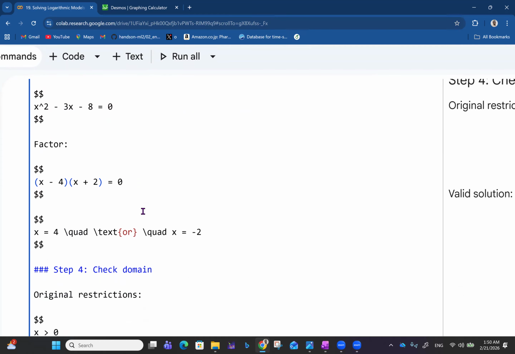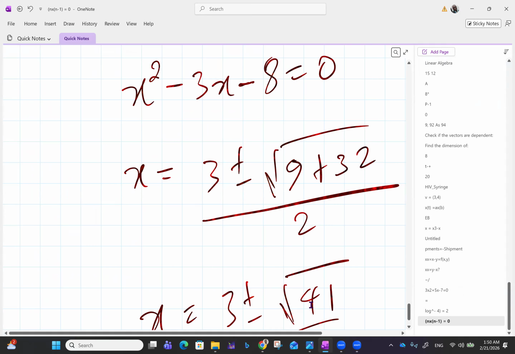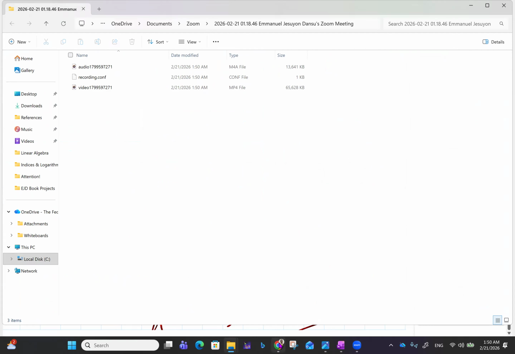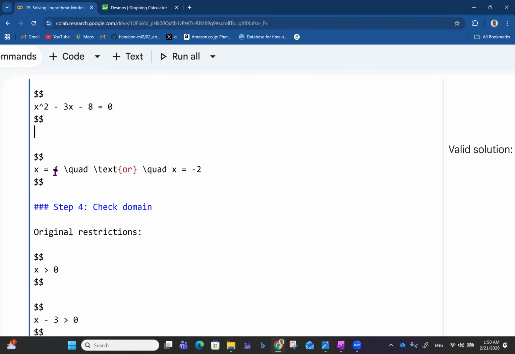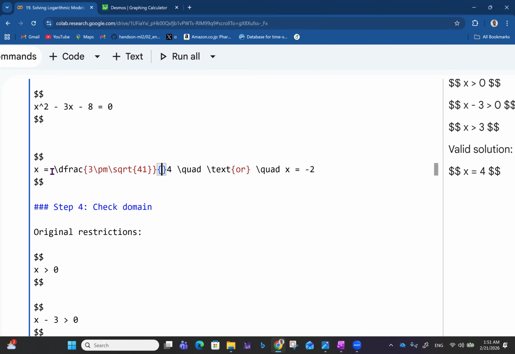So what we should be having here is this. No factoring. We can just get the values of x, right? We know we got 3 plus or minus root 41 over 2. So that's a fraction, okay, that'll be 3 plus or minus the square root of 41, all over 2.